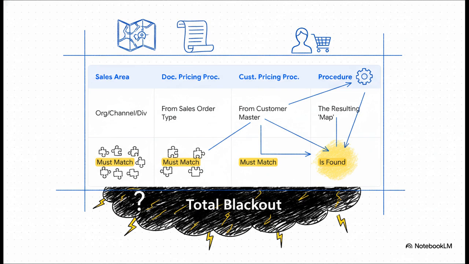The system looks at the sales area, so the organization, the channel, the division. It looks at the type of sales order. It looks at the specific customer profile. And only, I mean only, if it finds a rule in its master table that matches all of these things perfectly, only then does it find its map. A mismatch here is suspect number 1 in every total blackout case.